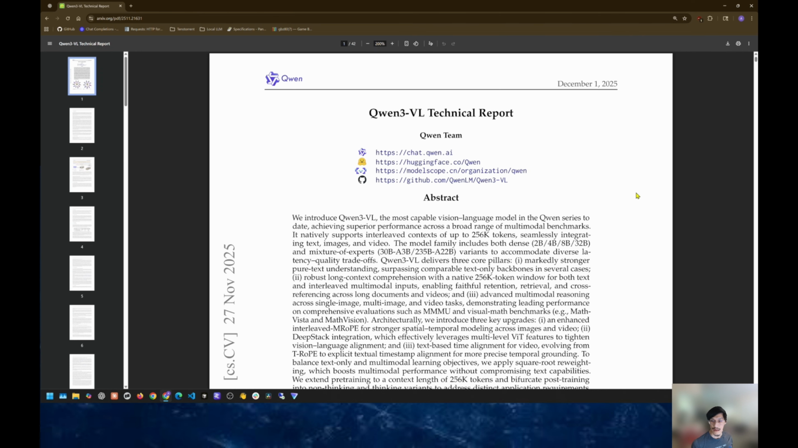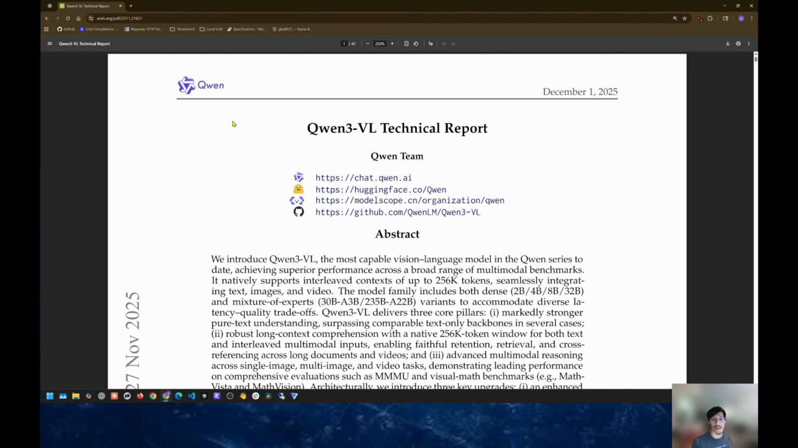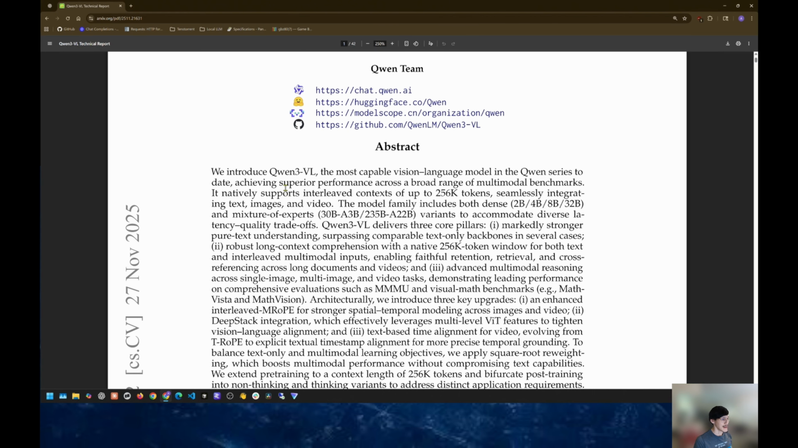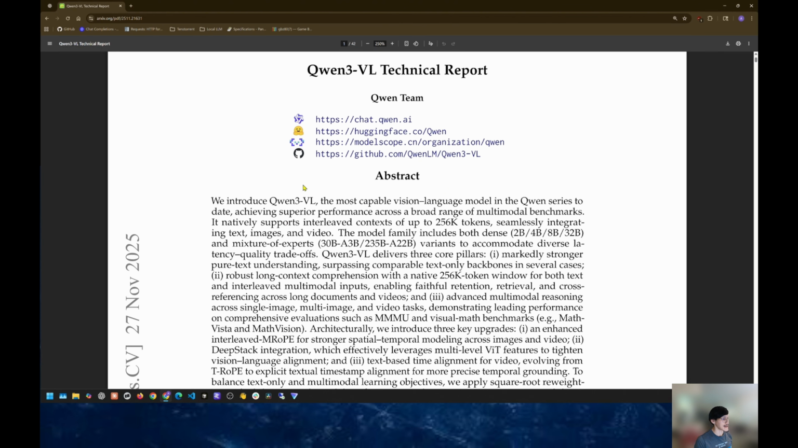Well, a little late to this, but let's read the Qwen3 VL technical report. I really like this model, so let's just relax today and read about Qwen3 VL. The Qwen3 VL technical report.